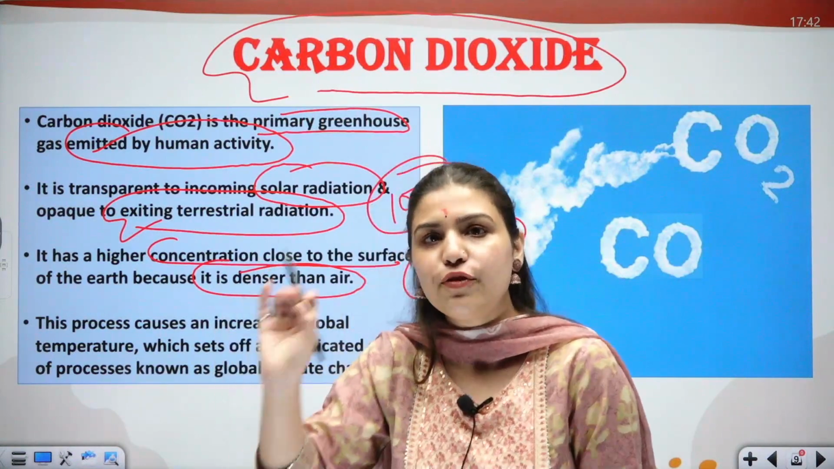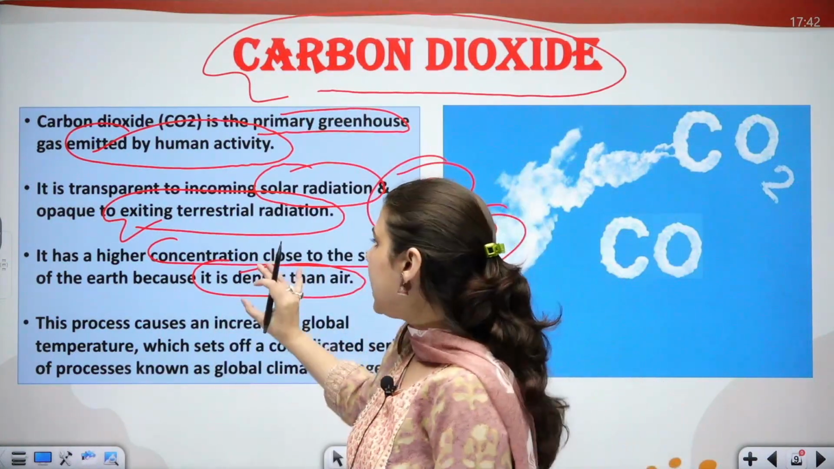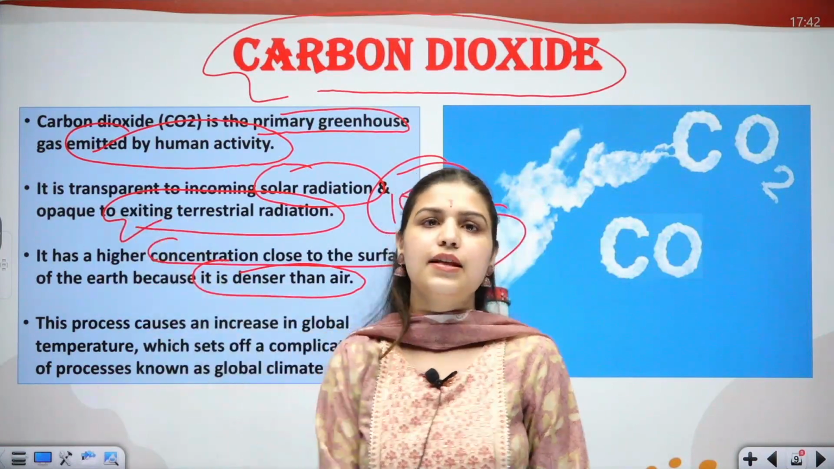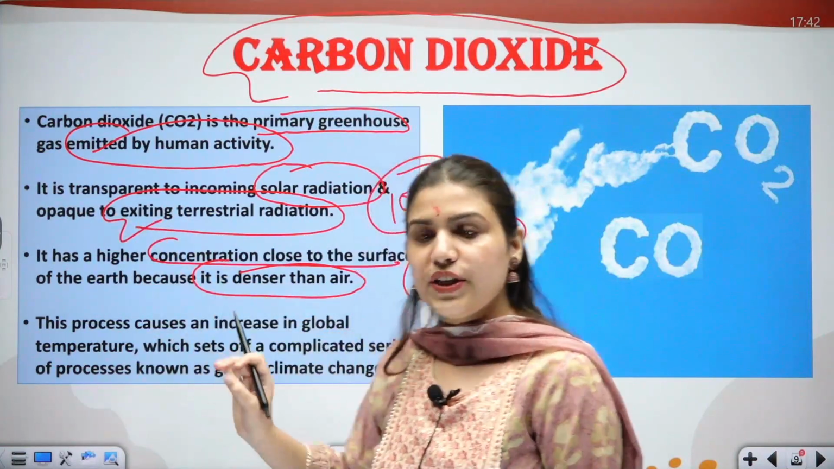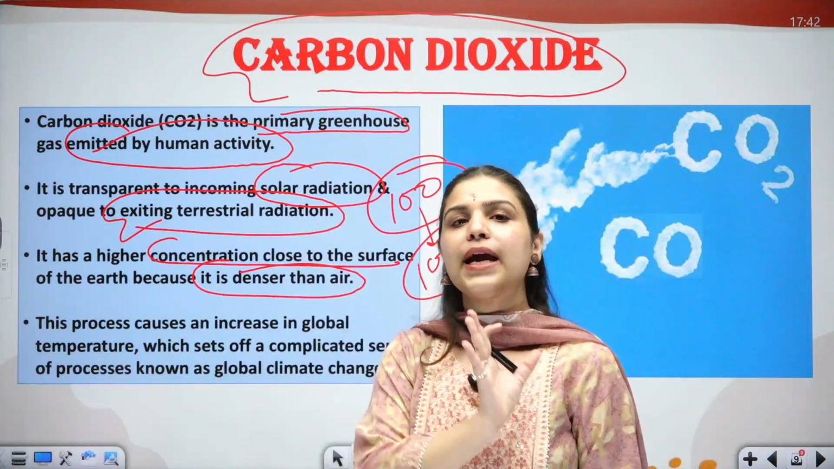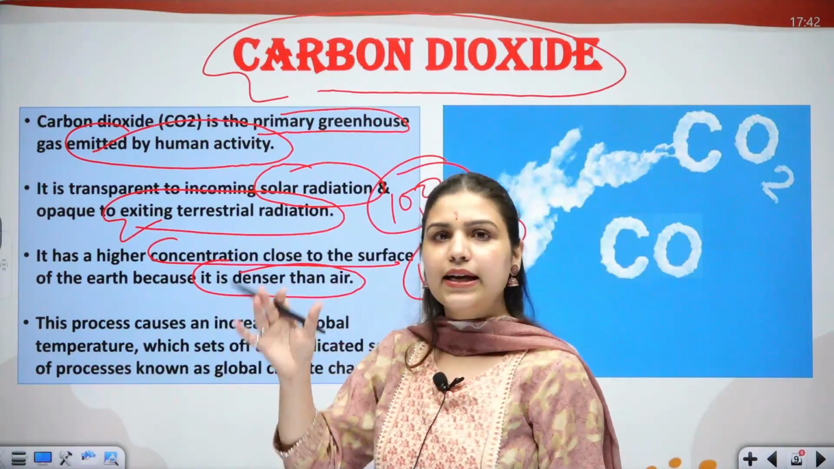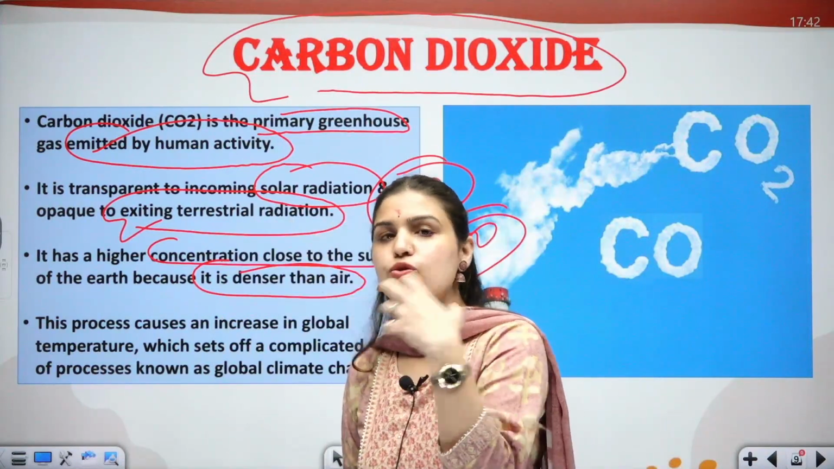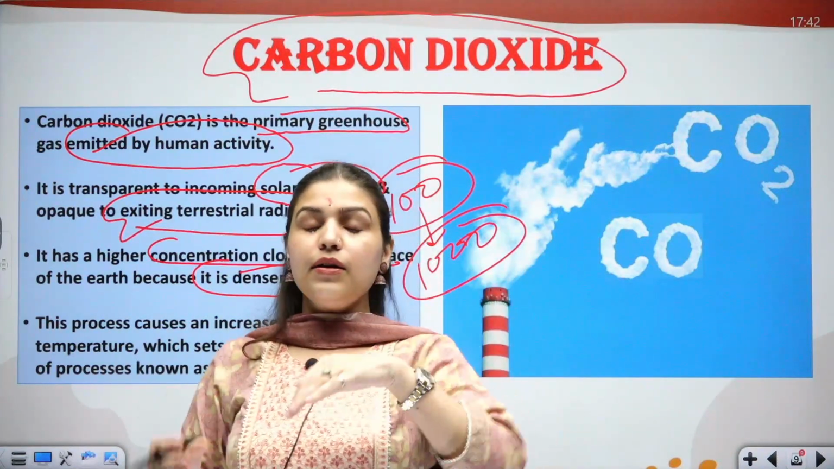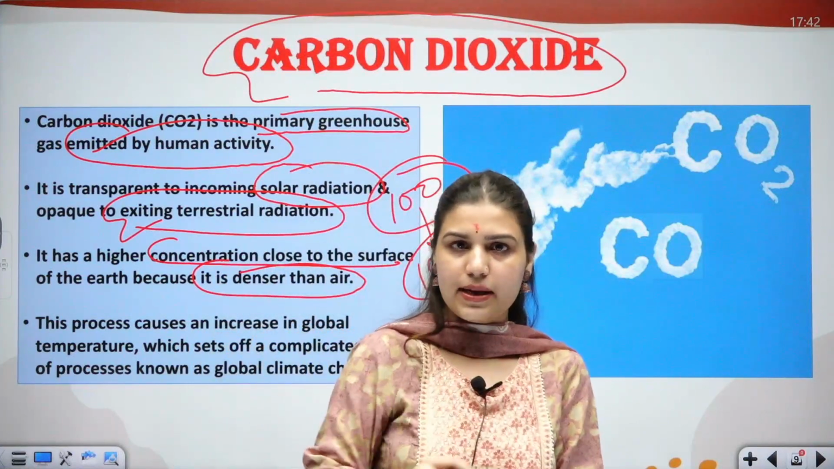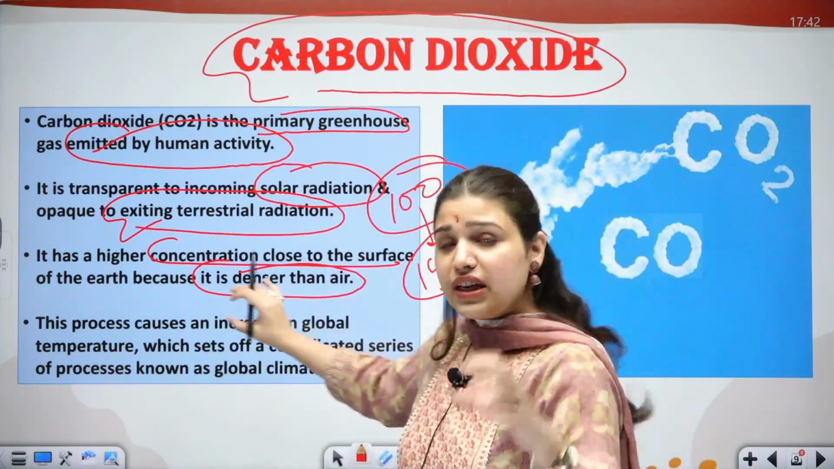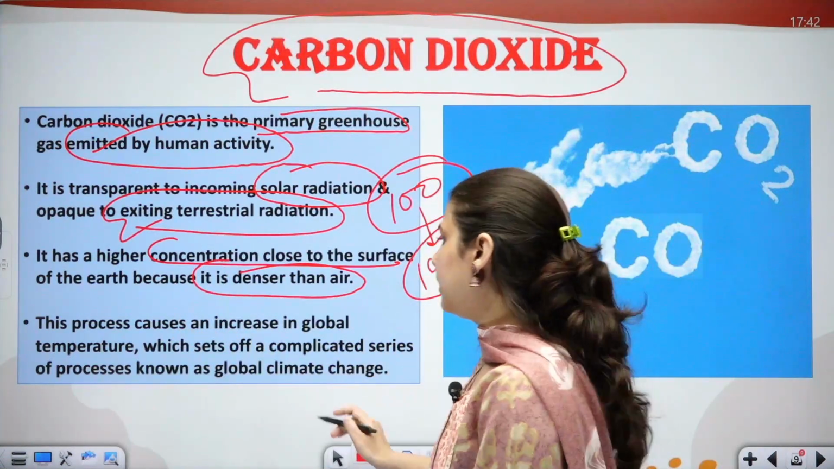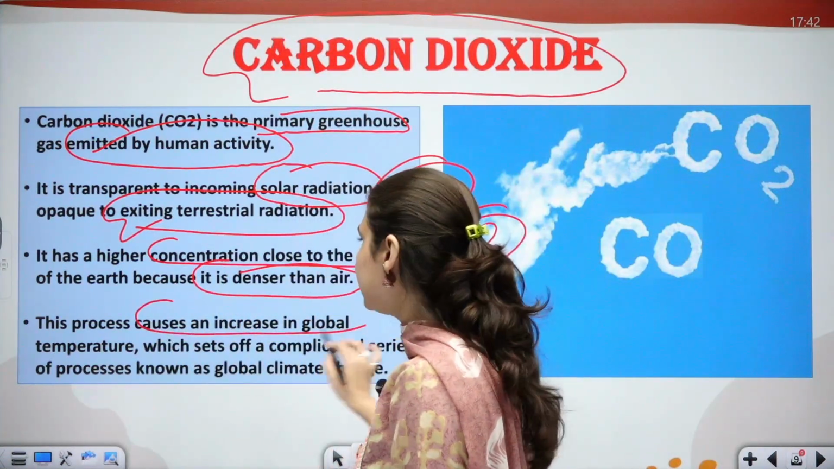It is heavier than air, denser than air, and this is the reason it persists there in higher concentration. And we have seen that it is opaque when it comes to sending radiation back. So it is transparent in receiving and opaque in sending back, so it takes time. Since it is denser than air, the concentration keeps increasing near the surface of the earth, and this process causes an increase in global temperature.